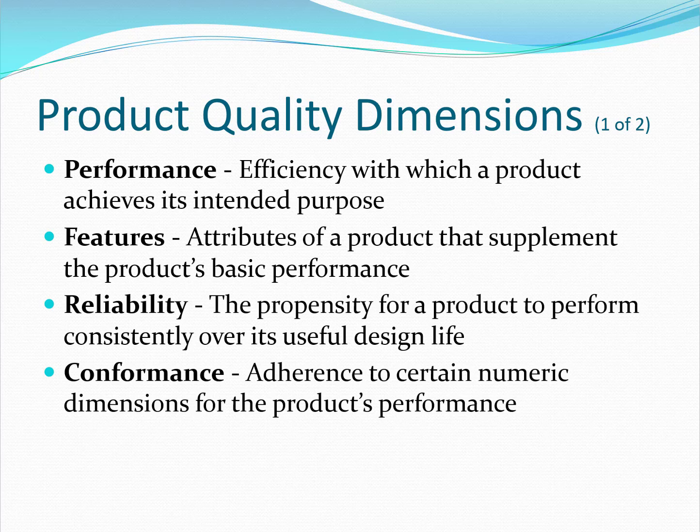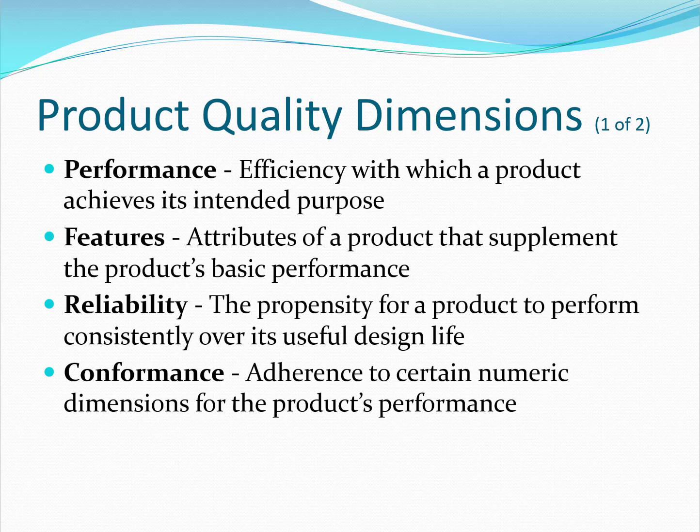Another dimension of quality is its features, the attributes of a product that supplement the product's basic performance. So these include many of the bells and whistles, for example, that are contained in a product. These days anymore, you go to buy a TV and there are so many different ones, high definition, and they're curved, and they have all these bells and whistles that you can't even decide what you want to purchase anymore.